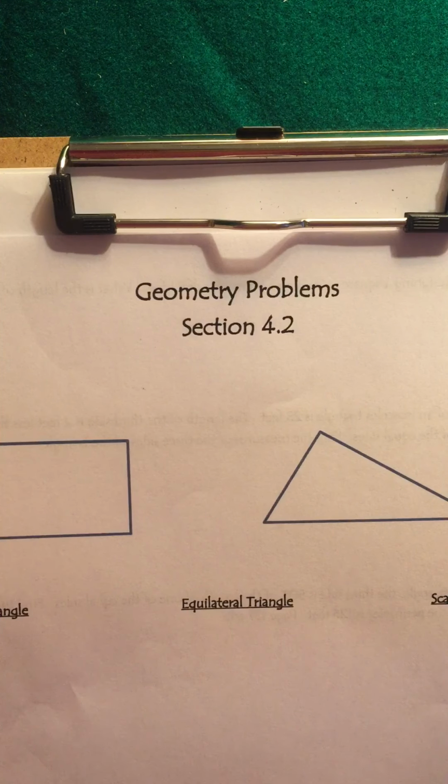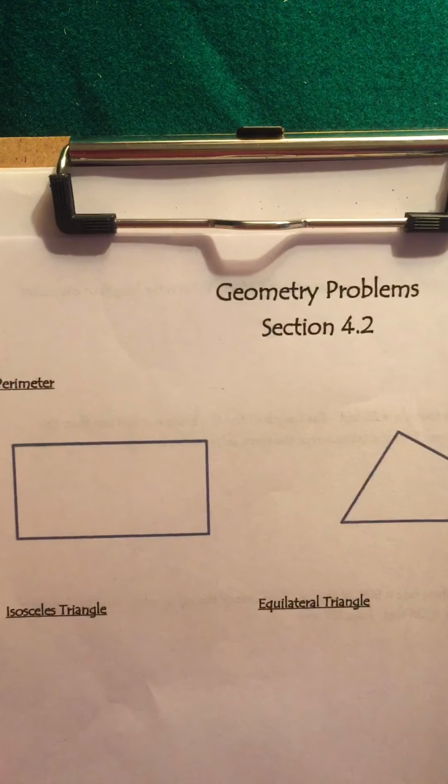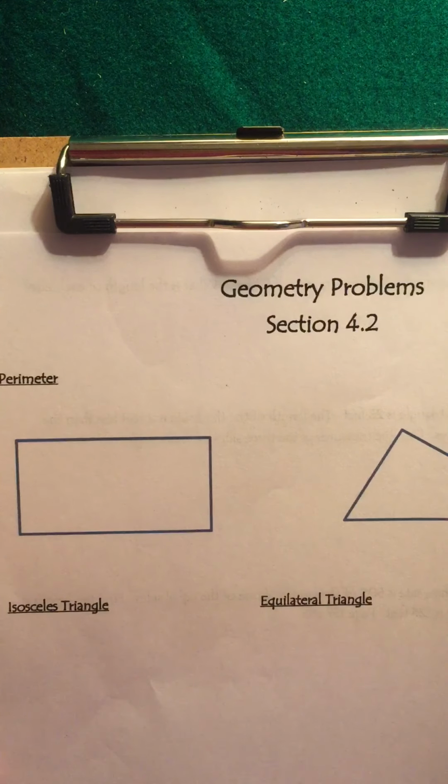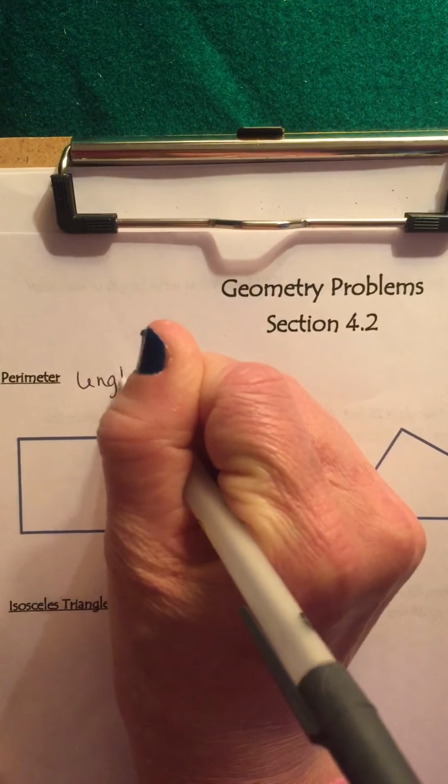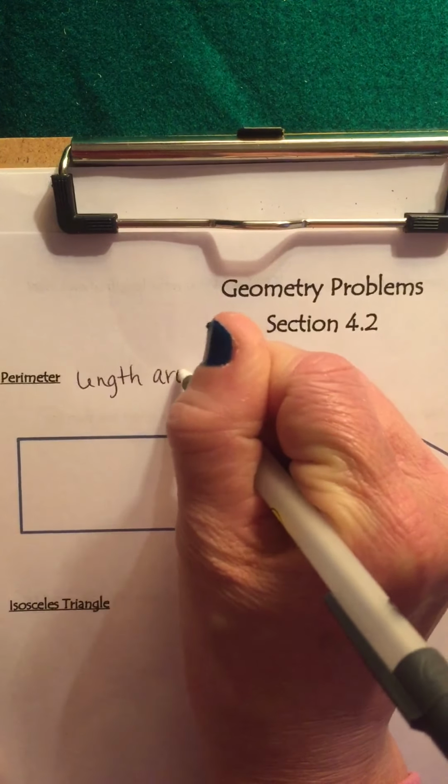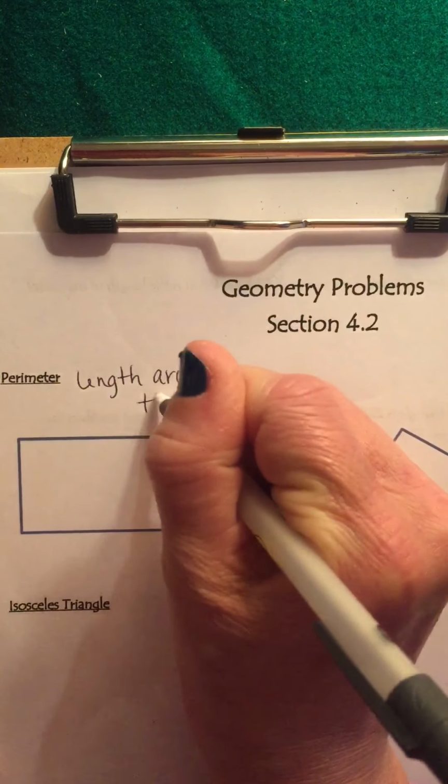These are the notes for section 4.2, geometry problems. First, we're going to talk about perimeter of a rectangle. Perimeter is the length around the outside edge.